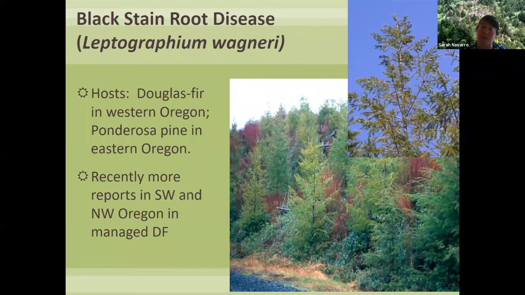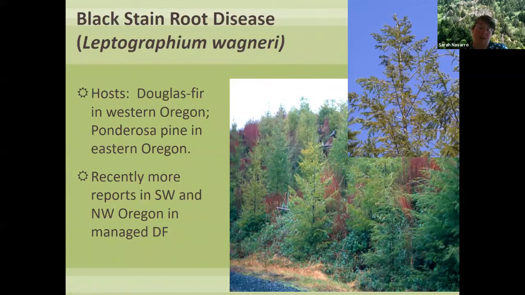We have been seeing an uptick in black stained root disease occurrence in Northwest Oregon near Forest Grove, Hagg Lake, as well as down in the Roseburg area. Both myself and some other pathologists, as well as Oregon State University, have been looking into this recently. Hosts for black stained root disease include Douglas fir in Western Oregon and ponderosa pine in Eastern Oregon. One way to distinguish this is the red and dead trees along roadsides.